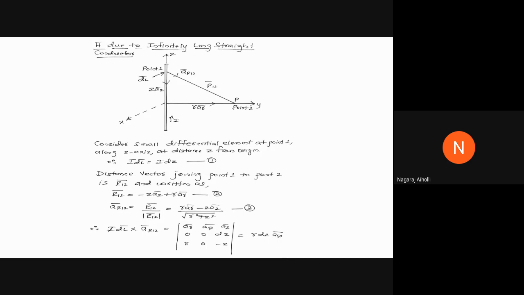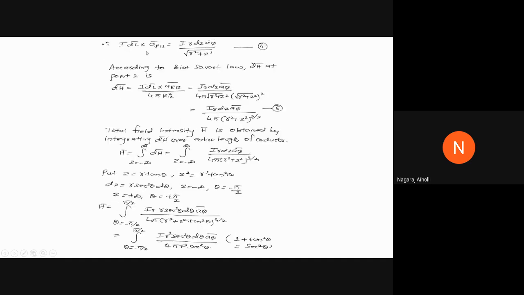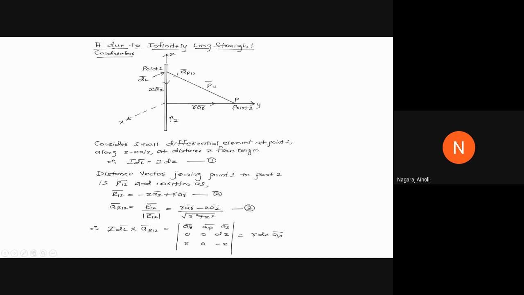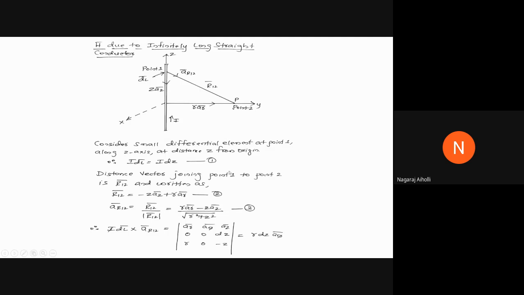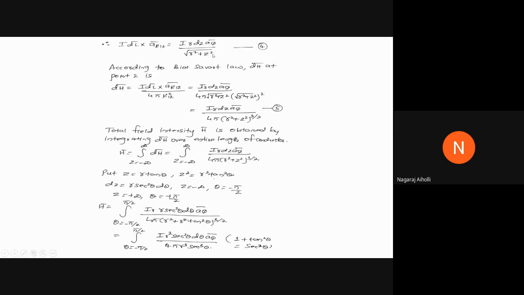Okay. In the next step, what we are doing is we are considering this square root of r square plus z square denominator term. That is the next equation. I dl bar cross ar12 bar. If we consider the I dl bar cross ar12 bar according to the Biot-Savart's law, this will be I multiplied with dl cross ar12, that is ir dz a5 bar. Then the denominator, whatever we are left, that will come into picture, that will be square root of r square plus z square.